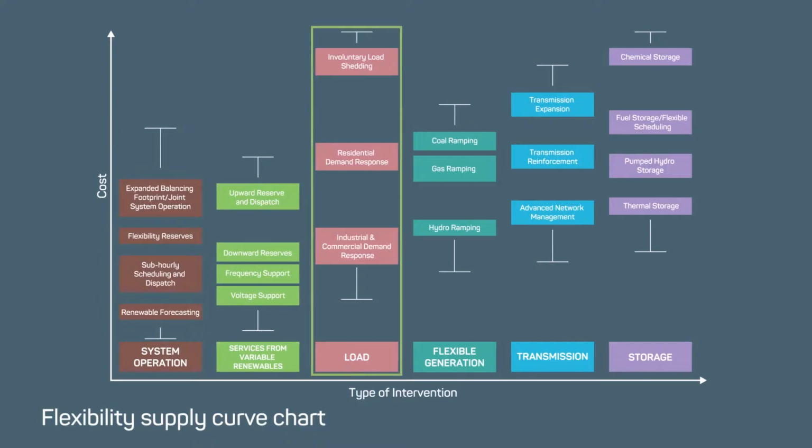Managing load is another relatively low-cost form of flexibility. For example, demand response programs can incentivize electricity users, be they households, businesses, or large industrial manufacturing facilities, to turn down their demand when wind and solar generation is low. This can be done in a number of ways, for example through time of use tariffs, or through direct arrangements between electricity providers and large electricity users.